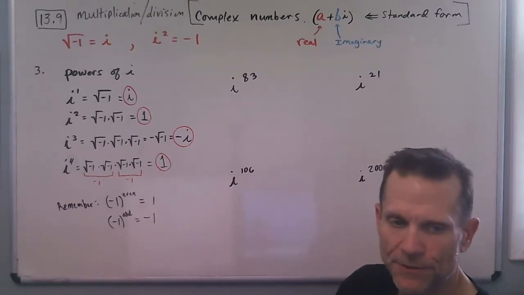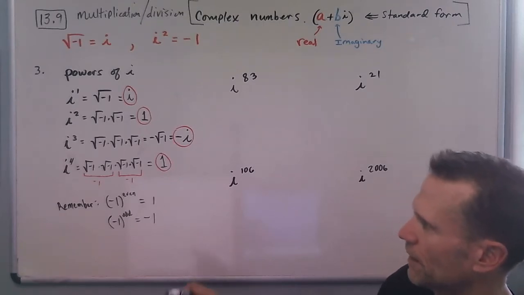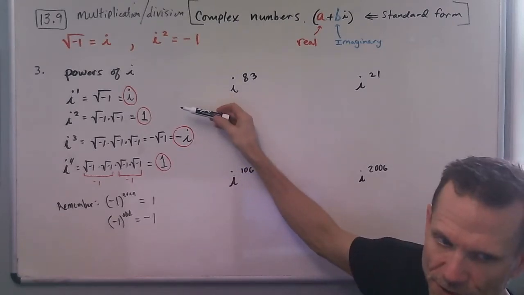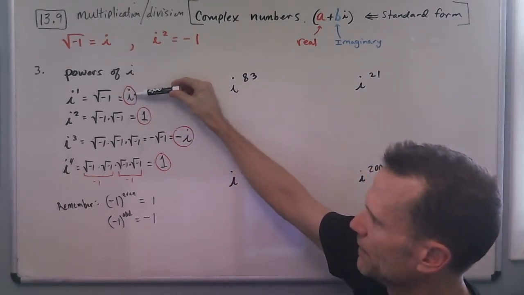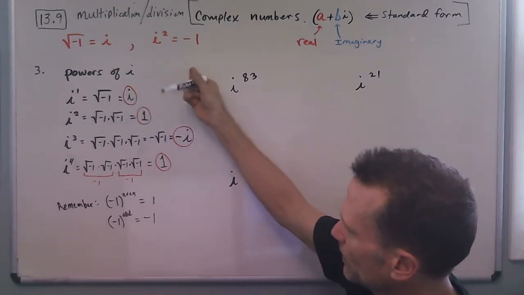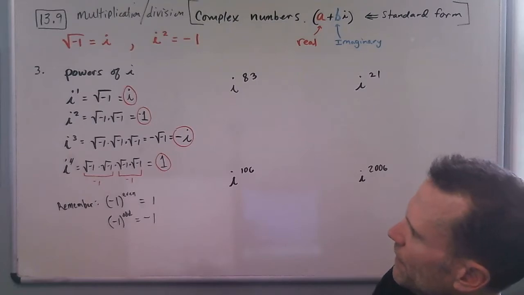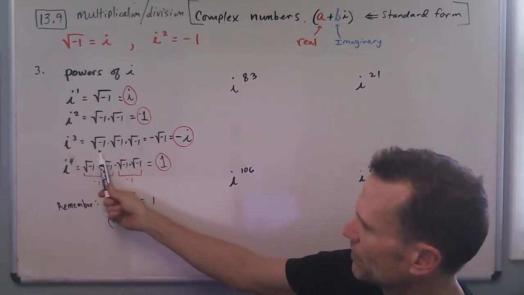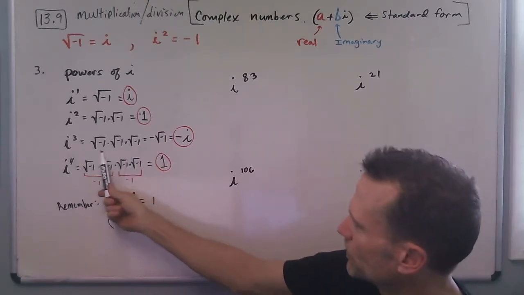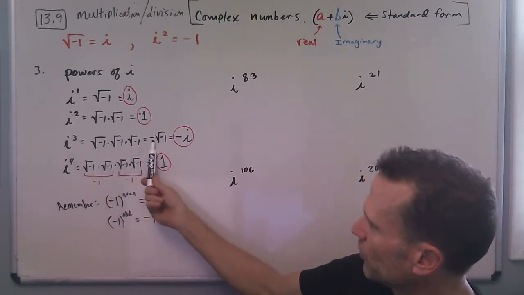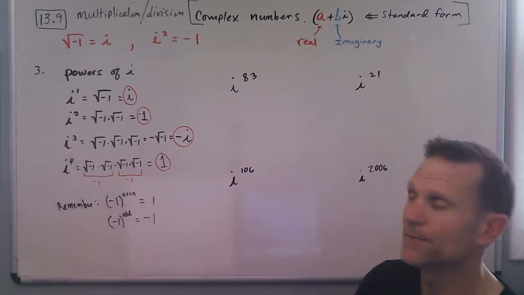Okay, we're going to wrap things up in 13.9 with some powers of i and how to simplify those. This is kind of a unique little cycle that occurs here in math. If we look at i to the first, that's simply i. Then if we look at i squared, that's -1. And then when we have i to the third, if you look at the square root of -1 times itself 3 times, the first two here would get us that -1, and then this is simply i, so we end up simplifying that to -i.